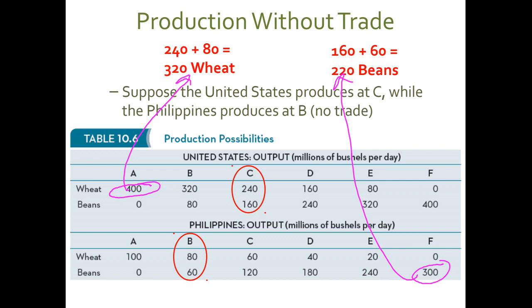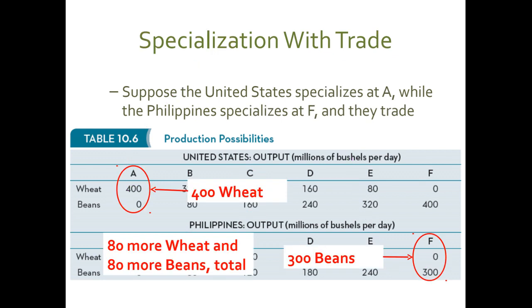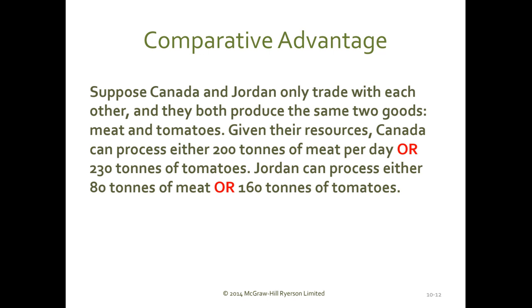So this is shown in the next slide, which I just showed you here. So 400 wheat and 300 beans. You can see we now have 80 more wheat and 80 more beans. Now it all depends on the bargaining power of these two countries how this gain will be distributed between them. But both countries will definitely benefit. I said both countries. I'm not saying each individual in that country will benefit. So this is the theory of comparative advantage.